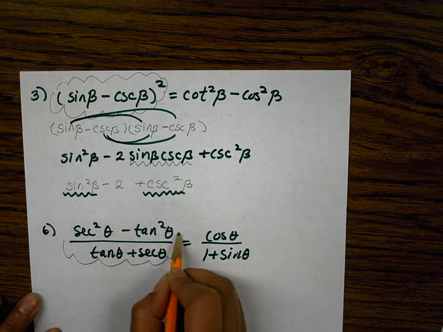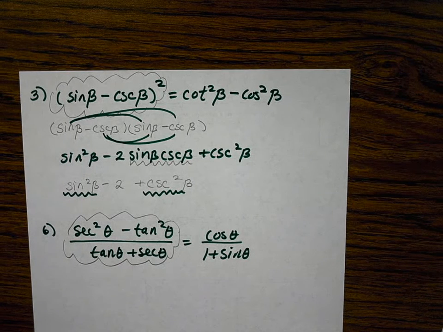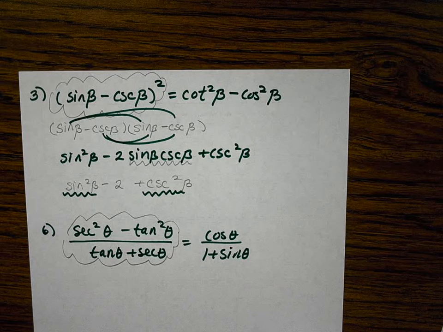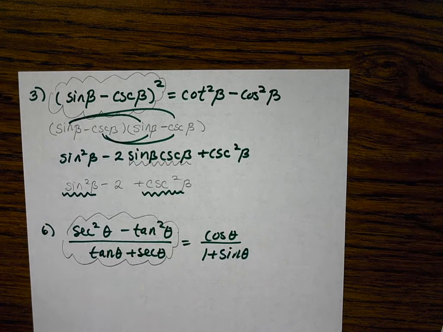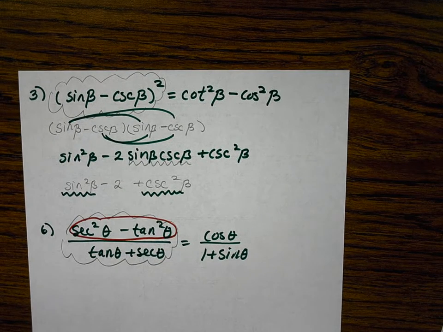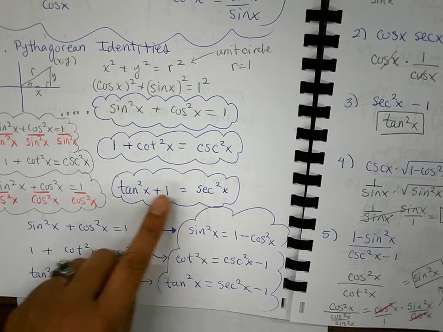I'm picking the left side only because it looks bigger and more to work with. And I'm looking and I'm thinking, what can be done? I can see at least right here that secant squared minus tangent squared is an identity. And I'm going to show it to you quickly. Secant squared minus tangent squared.